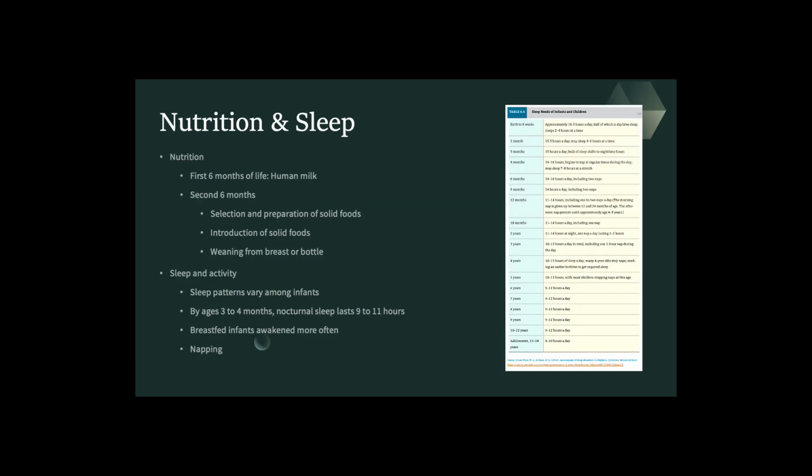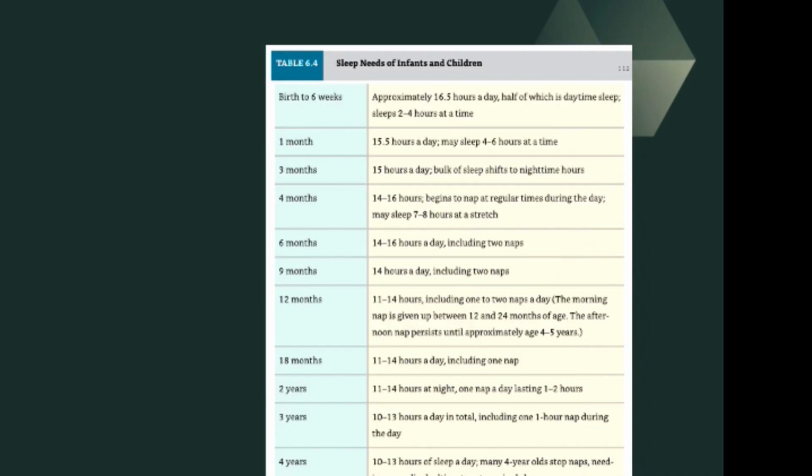Speaking of sleep, infants sleep a lot, and you can see in this table to your right that infants from birth to 6 weeks should sleep about 16 and a half hours a day. Now, by the end of the first year, that's down to 11 to 14 hours a day, which usually is comprised of a pretty good period of sleeping overnight with a couple naps during the day.